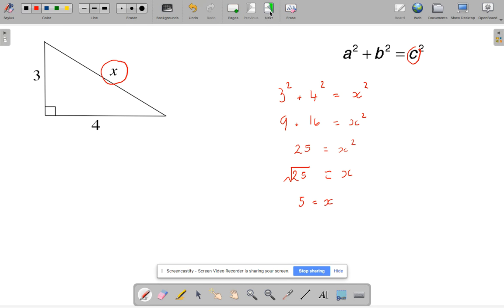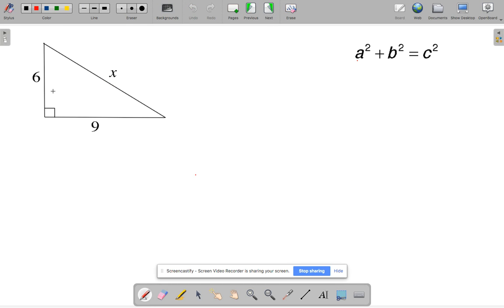On the next slide, I've got a similar question, but this time I'm going to have to use my calculator. So here, first of all, let's make this number here 6. So A is 6 and B is 9. And it doesn't matter which way around you put that, but C is the biggest side. So C must be that. So that's got to be x squared.